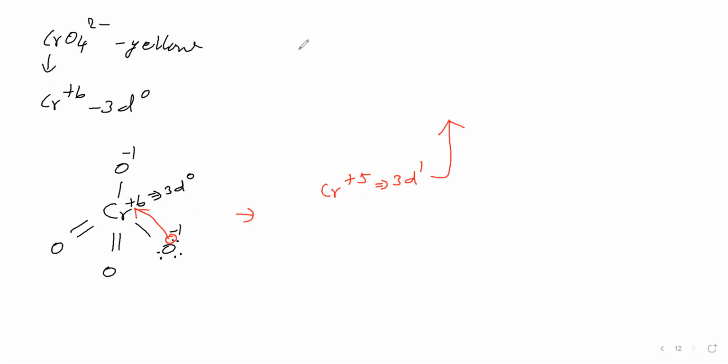Then dichromate exhibits orange color due to charge transfer phenomenon. Permanganate exhibits purple color due to charge transfer phenomenon. So chromate, dichromate, permanganate exhibit color because of charge transfer phenomenon. Due to charge transfer, oxygen -1 becomes -2, chromium +6 becomes +5. Okay. This is about colors of transition metal ions. In the next class, we will continue with magnetic properties.